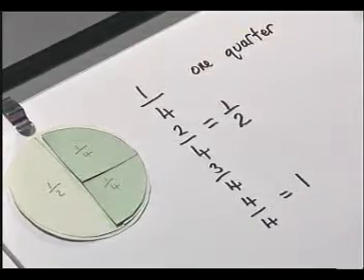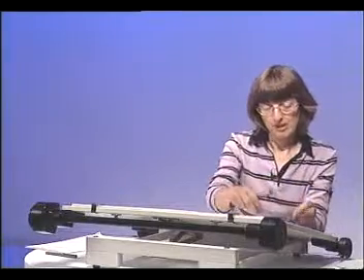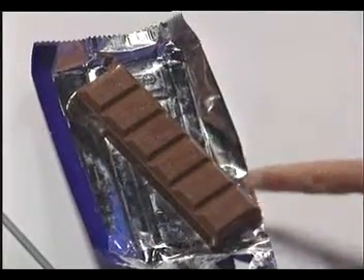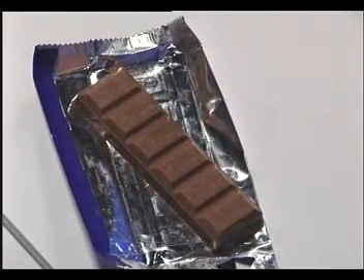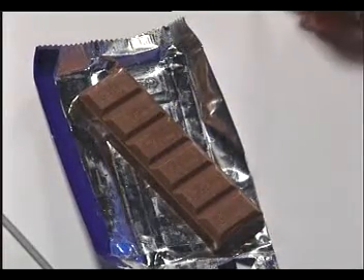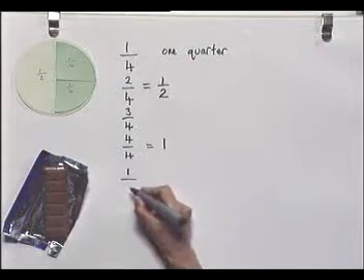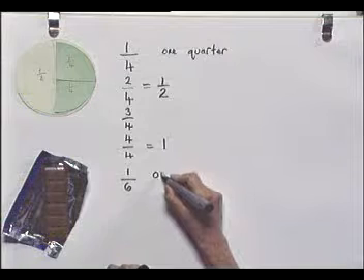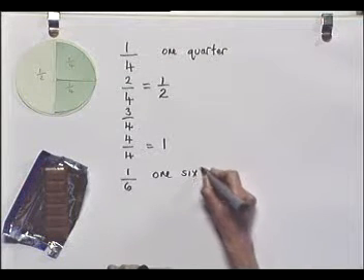Let's have a look at another illustration now. Here I have a bar of chocolate. It's been divided into 6 pieces of equal size. So we've taken a whole bar and divided it into 6 pieces. So each piece is 1/6.